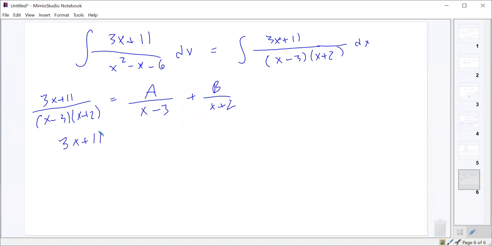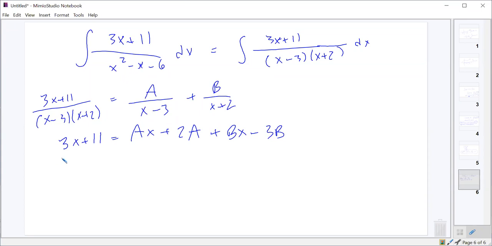And then we cancel out all the denominators by multiplying the A by x + 2 to get the common denominator, and the B by x - 3. So this becomes A times (x + 2), or Ax + 2A, and then B times (x - 3), which is plus Bx - 3B. And then we just use a system of equations.